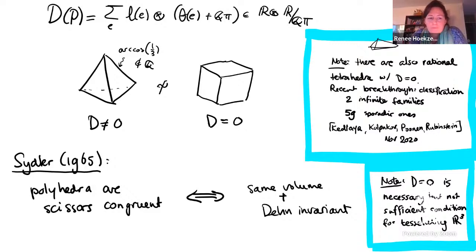And Sydler showed in 1965 that indeed, if I have the same volume and the same Dehn invariant, then the polyhedra are scissors congruent.